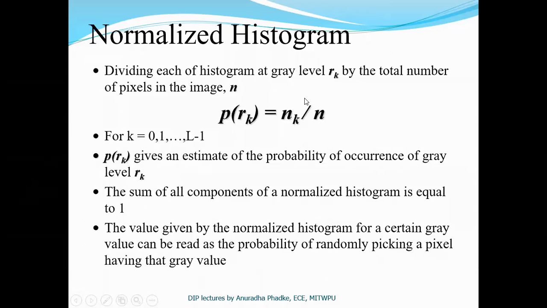Okay, and as we have normalized it, the sum of all components of a normalized histogram is always equal to 1. The value given by the normalized histogram for a certain gray value can be read as the probability of randomly picking a pixel having that gray value. So we can call the normalized histogram a probability distribution, and each component of the normalized histogram gives us the probability of occurrence of a particular gray level in the given image.